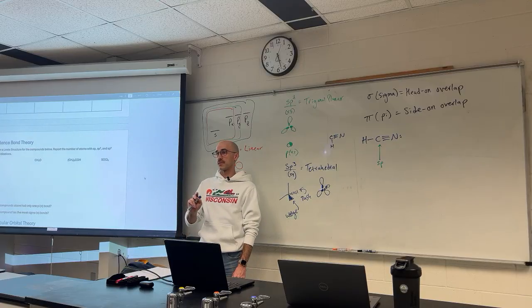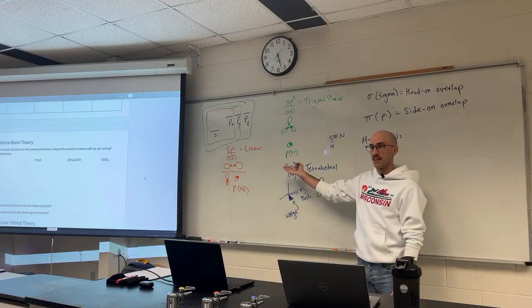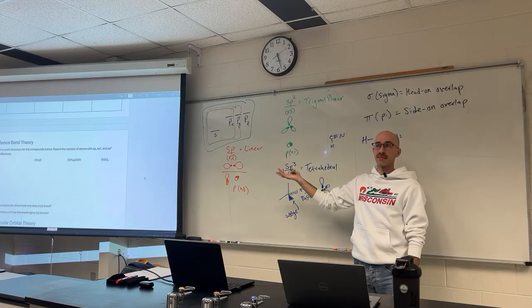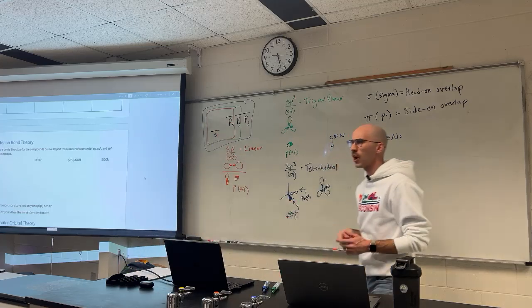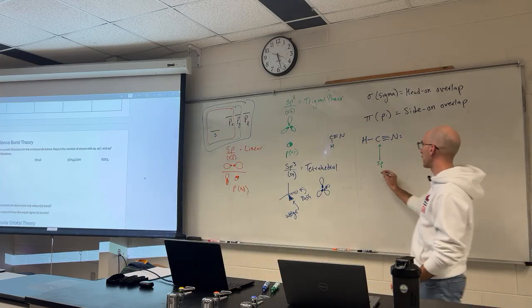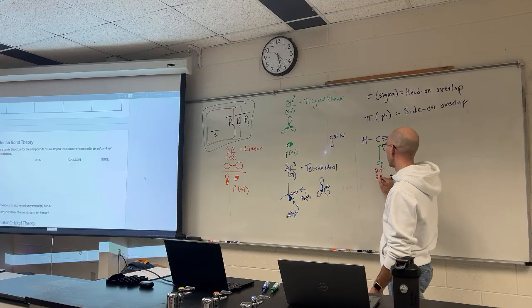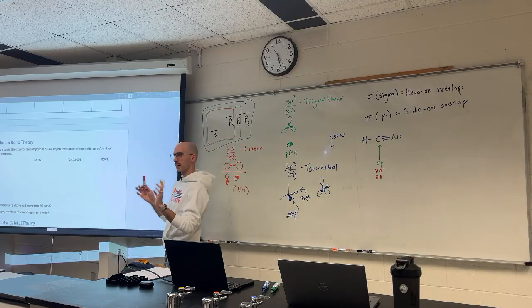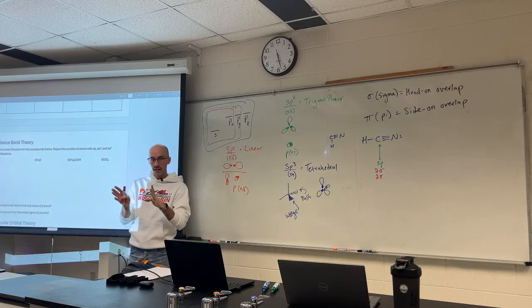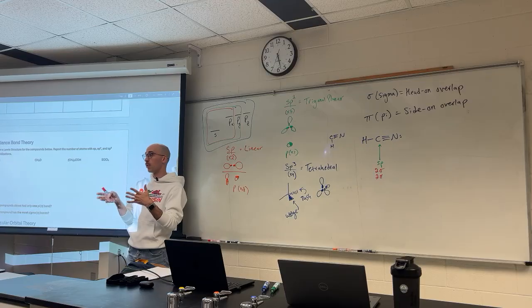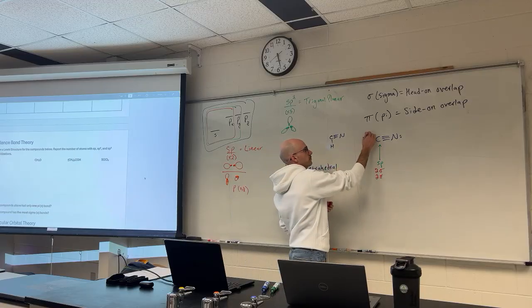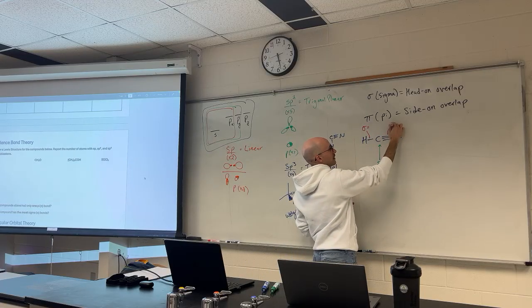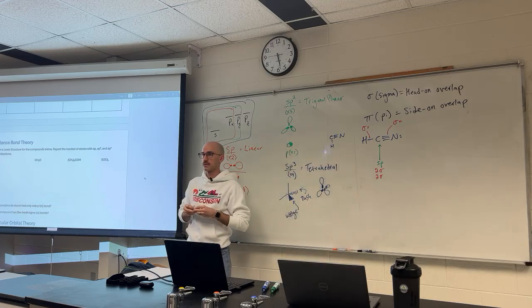2 sigma bonds, 2 pi bonds. What is the only hybridization that can do 2 pi bonds? SP. Now, let's review, because I know not everybody knows this yet. How do you know that this carbon has 2 sigma bonds and 2 pi bonds? Every time you look at a bonding region, there is 1 sigma bond. No more, no less. If it's a bonding region, there's 1 sigma bond. So this carbon has a sigma bond to the hydrogen on the left, and it has a sigma bond to the nitrogen on the right.